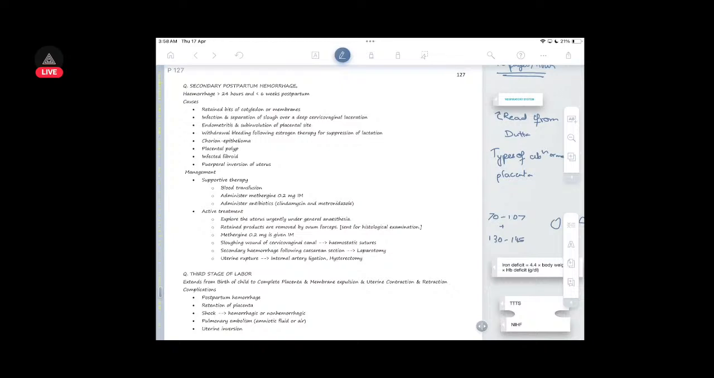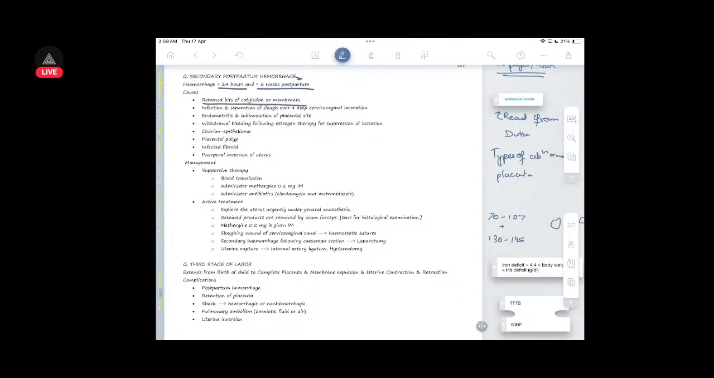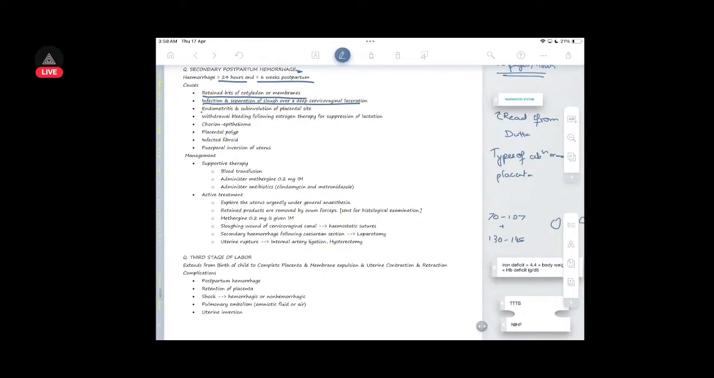We move on to secondary postpartum hemorrhage. More than 24 hours, less than 6 weeks postpartum. Causes: retained bits of cotyledon or membranes, infection and separation of slough, endometritis and subinvolution, withdrawal bleeding following estrogen therapy, choriocarcinoma, polyp, infected polyp, and placental invasion of the uterus.